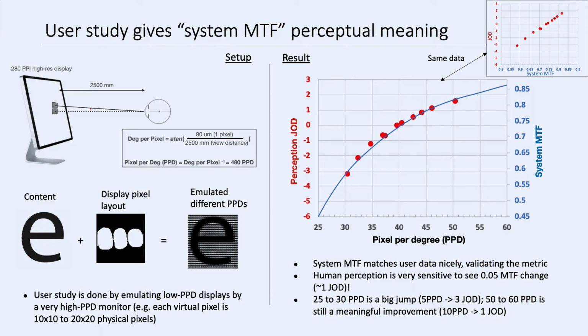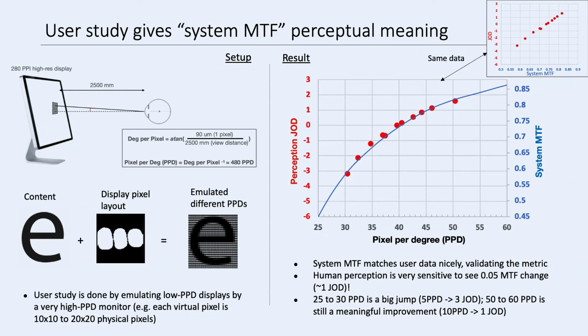We're intrinsically rendering 480 PPD, and of course, by doing 10 by 10 subsampling, we can get a range of interesting PPDs we can evaluate. There's a letter E, and based on the display pixel layout, we can generate different emulations on the high density, high resolution display. And on the right side, this is an interesting graph.